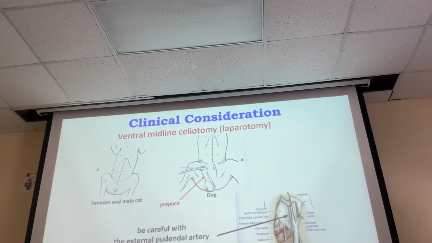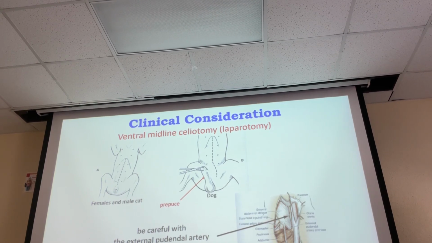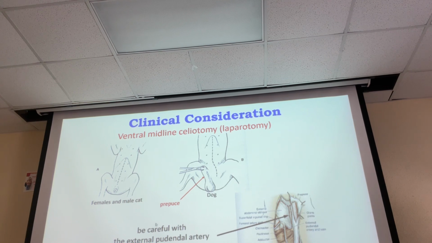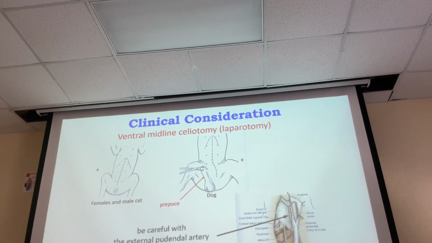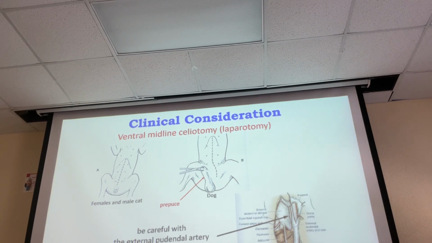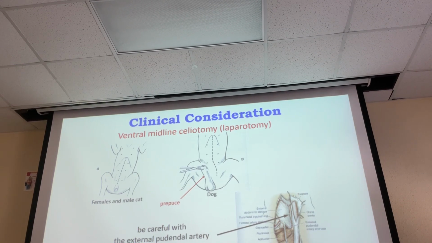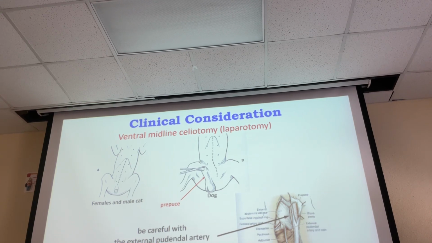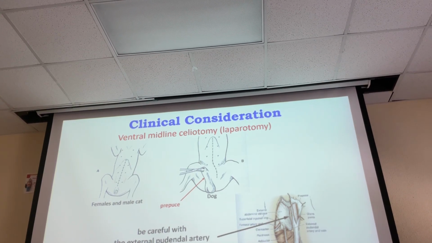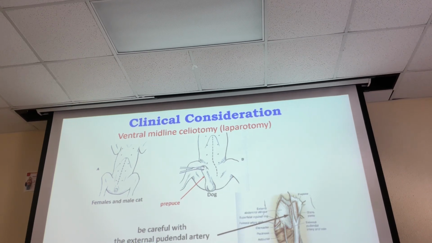Now, when you are doing this, you need to be careful with this artery, the external pudendal artery. Why then? This is a big artery, right? Why do you need to be careful about the external pudendal artery? Because it's a major blood supply to the abdominal wall.